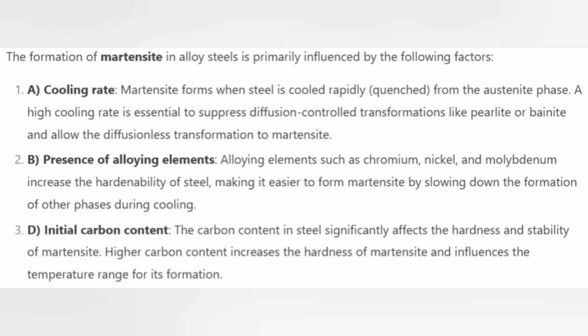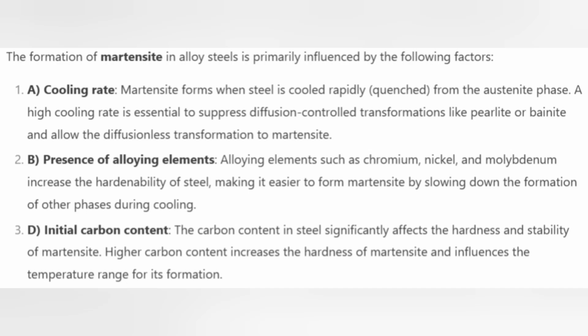Suppose we have a steel in the austenite phase, full austenite, no other phase present, and I am suddenly cooling it. Sudden cooling, rapid cooling, quenching. What do you get? You get martensite. I remember that. So we are suddenly cooling, so it really is a factor for the formation of martensite. A high cooling rate is essential to suppress diffusion-controlled transformations like pearlite or bainite, and allow the diffusionless transformation to martensite. So of course it's rapid cooling. It is one of the factors for the formation of martensite: cooling rate.